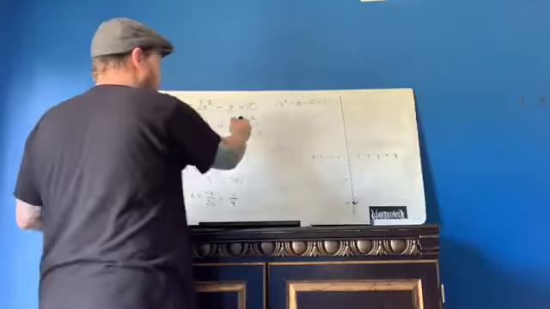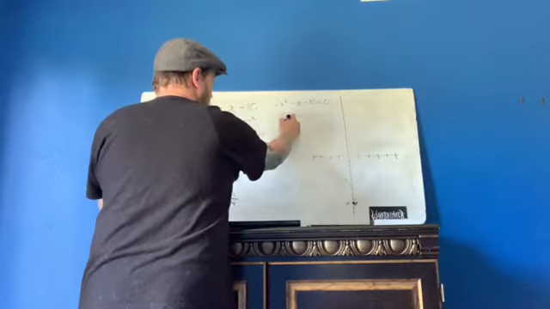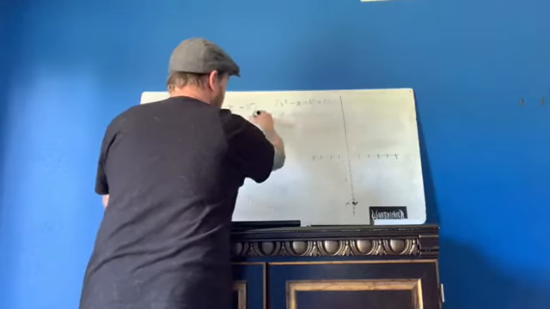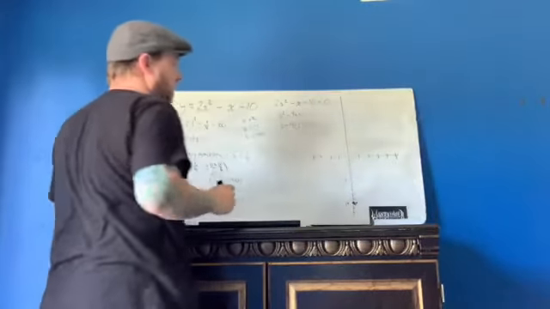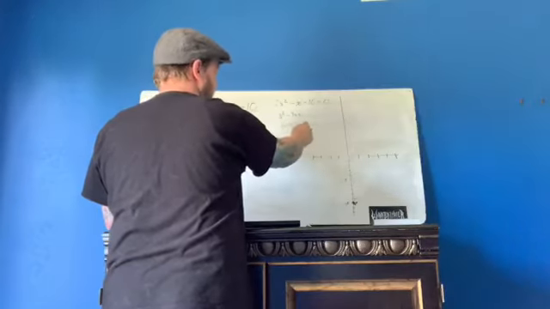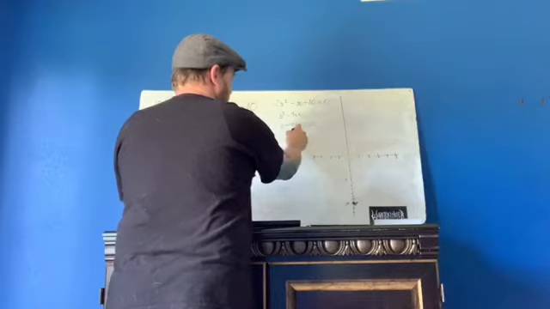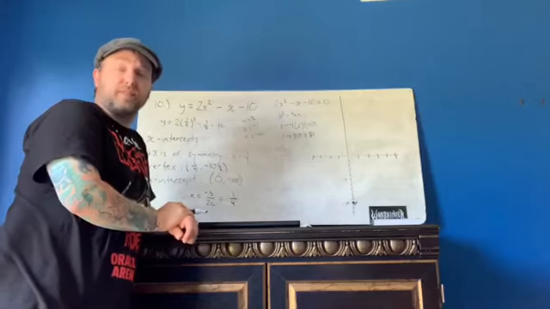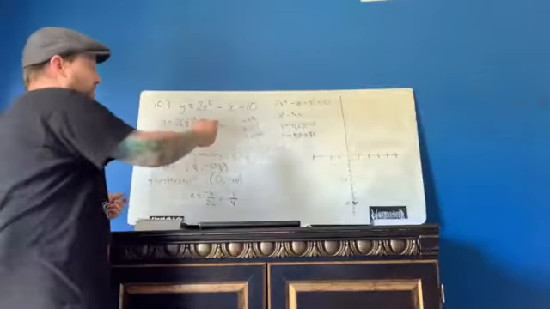We could do b squared minus 4ac. Negative 1 squared is 1, minus 4 times 2 times negative 10. One plus 80 is 81, and that's a perfect square. What does that tell us? That tells us we can factor it. So let's factor this.